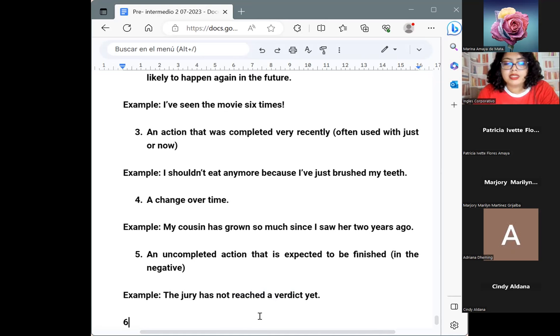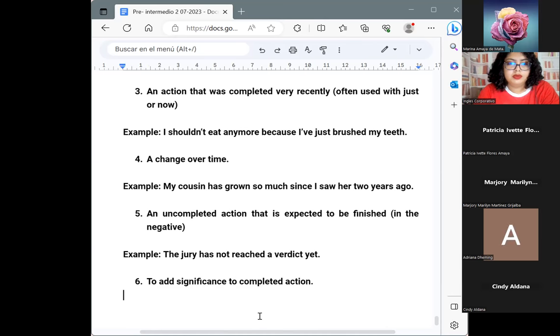And the last one, number six. To add significance to completed action. And we have the last example. Macbeth has killed the king.